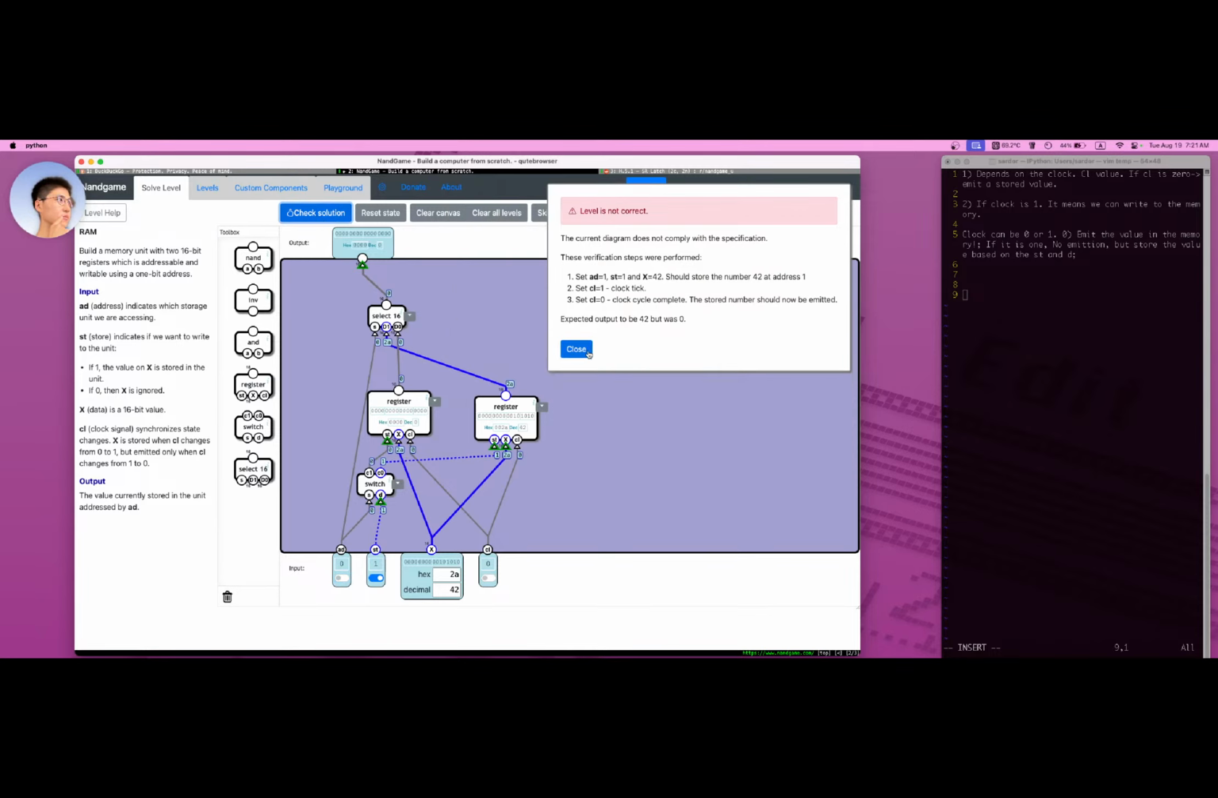Let's check the solution. Okay, the level is not correct. Fine. Address is 1, ST is 1, and X is 42. It should store the value 42 at address 1. At address 1, we should store a value. We are not storing anything. Only when the clock ticks do we store a value.